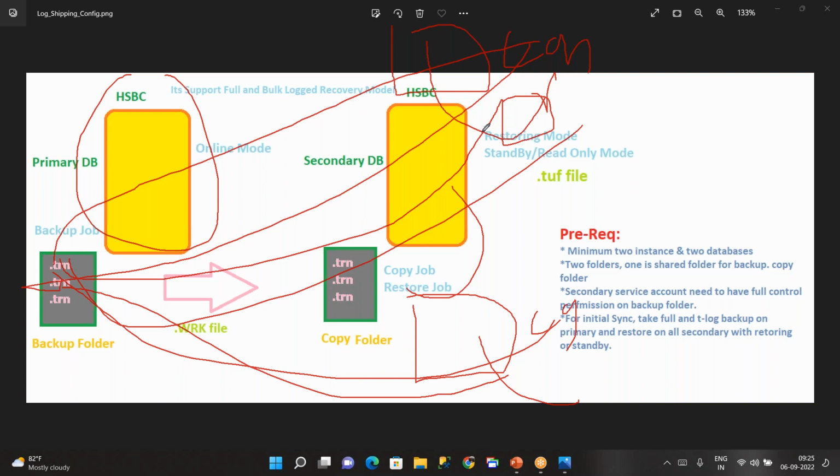I am not telling it will impact the SQL, sir. It never impacts the SQL because you are not touching anything on primary, sir. Data is moving from this folder. Backup is already done, sir. So the copy job will connect to this folder, copy the transaction log backup and keep it in the secondary instance, sir.